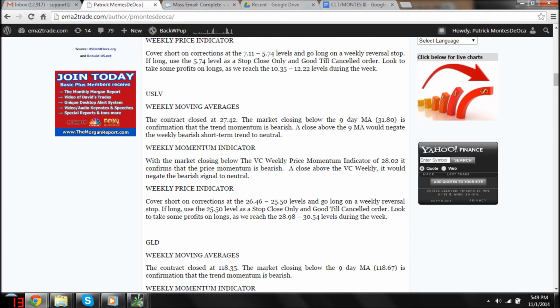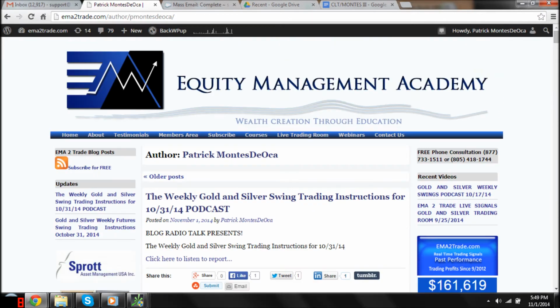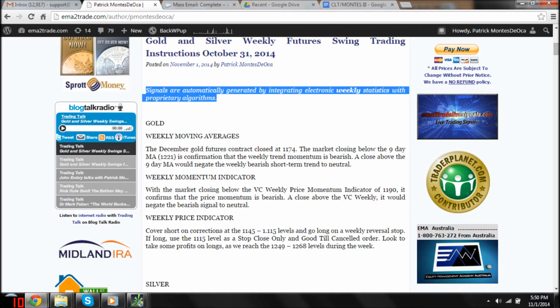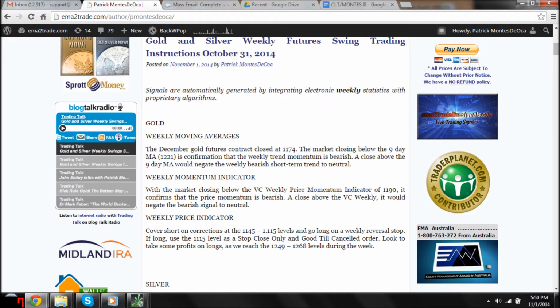For now, I would like to concentrate on the Gold and Silver Weekly Futures Swing Trading Instructions, October 31st, 2014. Signals are automatically generated by integrating electronic weekly statistics with proprietary algorithms. These are the components that we use that incorporate the VC price momentum indicator algorithms that we use to trade the swing trading signals for gold and silver. This information is to be applied for next week.